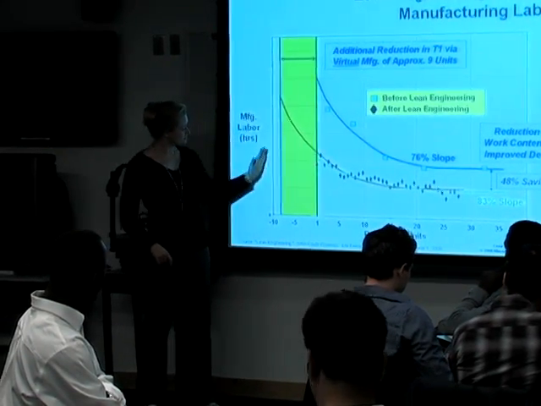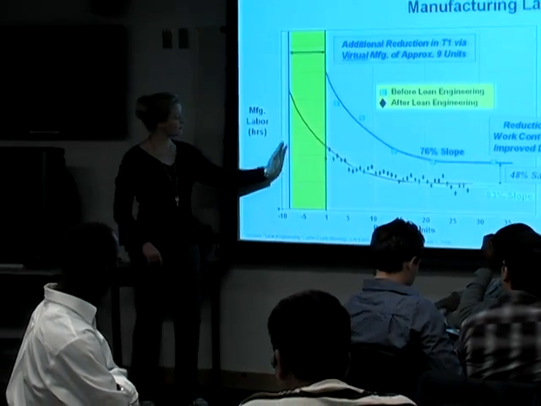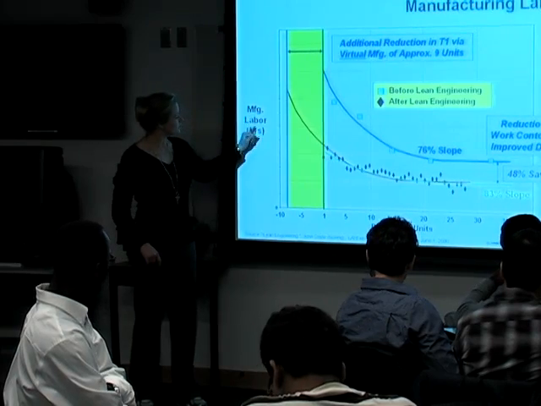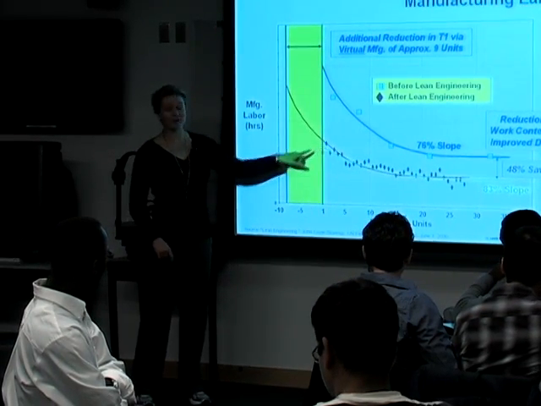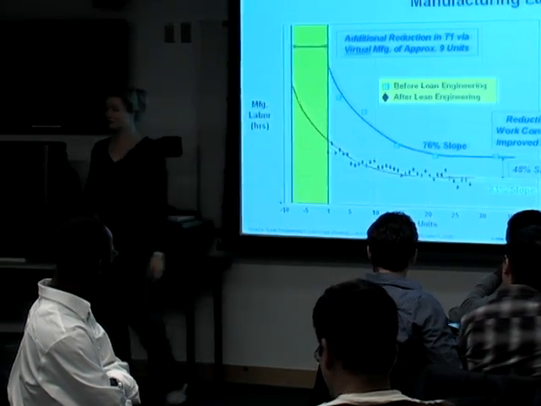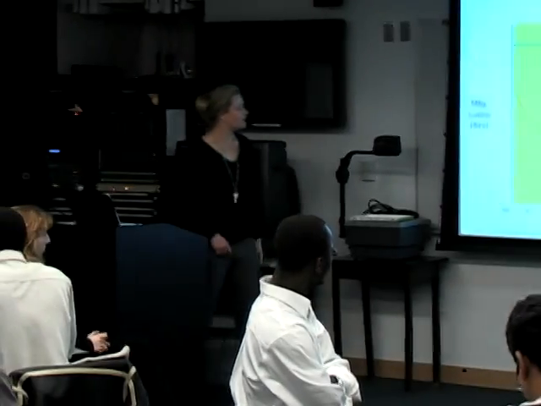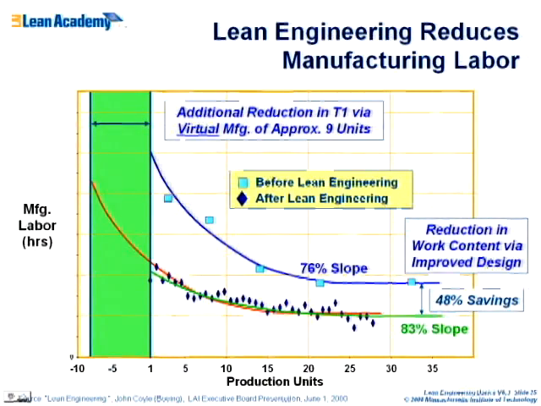What happened was that 9 units were actually built virtually before anything got to the manufacturing floor, such that when they got to the first physical unit produced, the total manufacturing hours were significantly less than before learning the lean tools. And in addition, the steady-state manufacturing hours required for the same comparable kind of product were much lower in the end than with the non-lean processes.